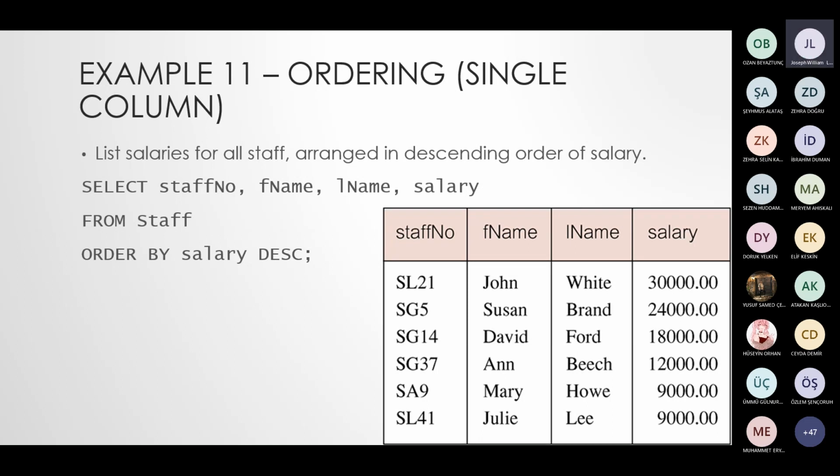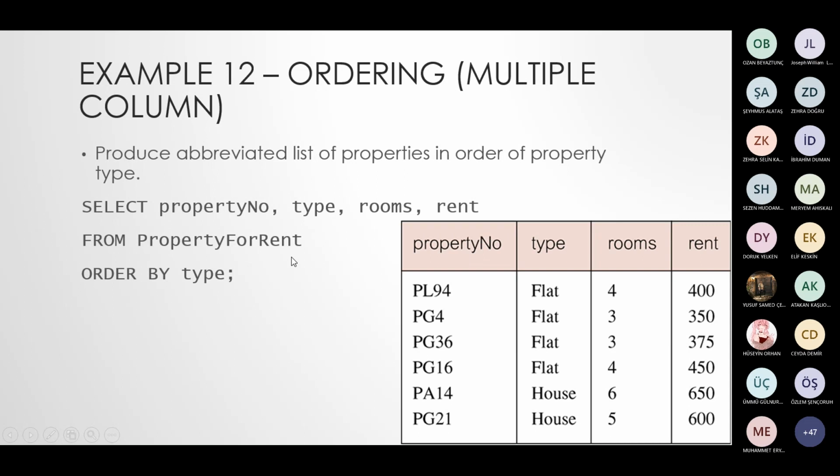Okay. By default, if we don't include this keyword here, DESC, which stands for descending, it will order ascending. Okay, which means from lowest to highest, or in the case of a string type, a varchar type column, it will order in alphabetical order. So notice it's going to do all F type properties, and then all H's after that.